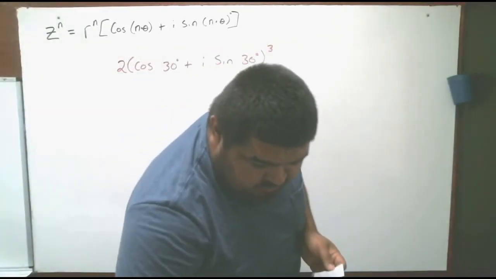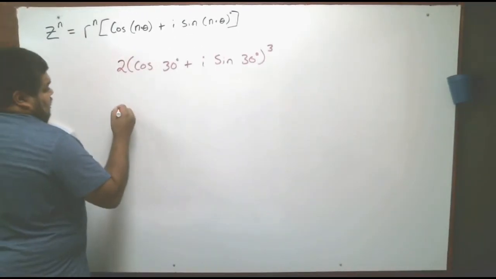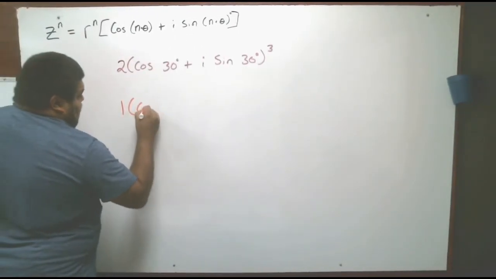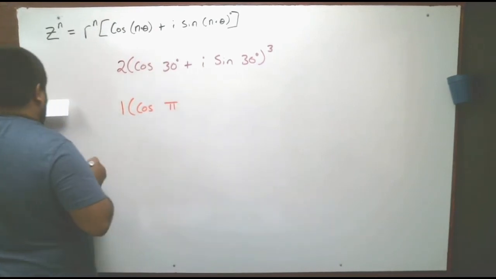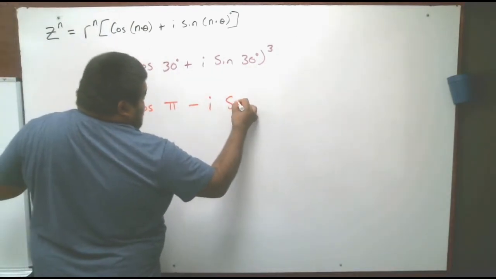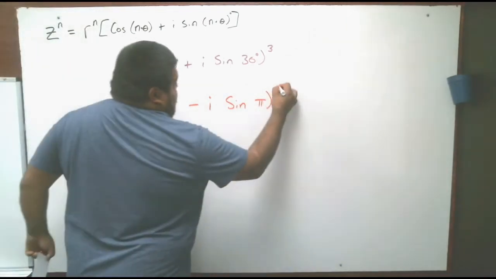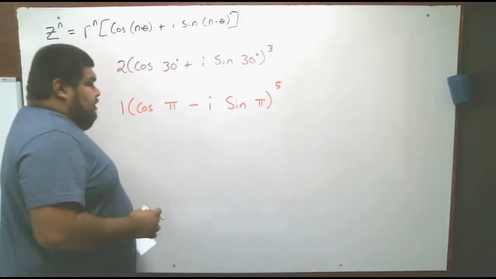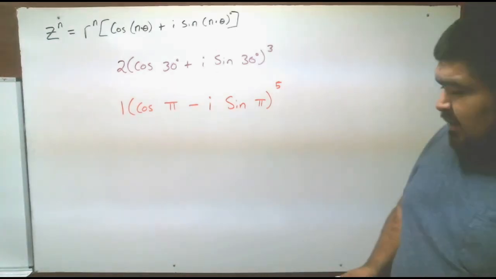And your second one is 1 cosine pi minus i sine pi to the power of 5. Okay?